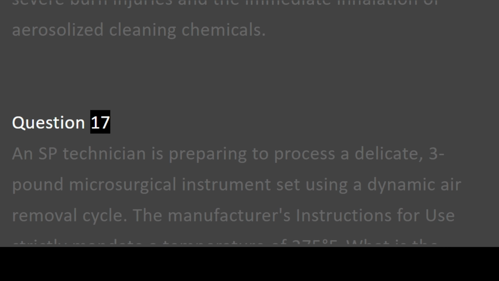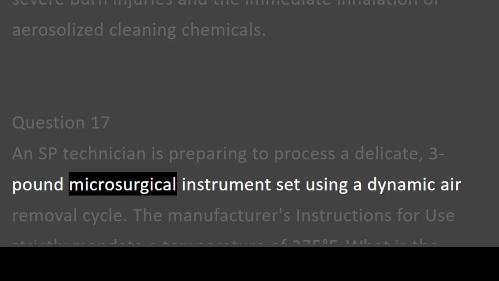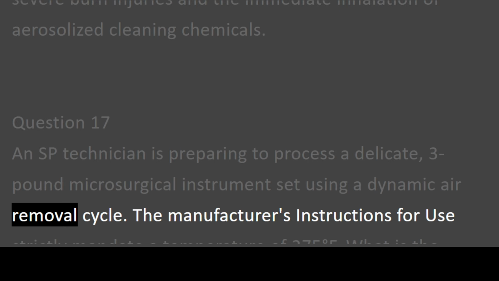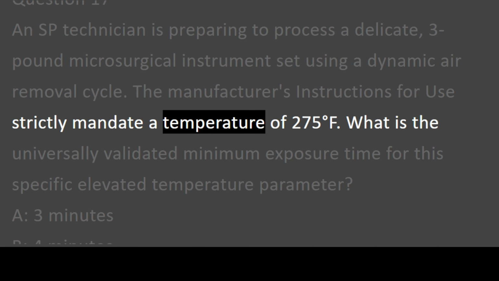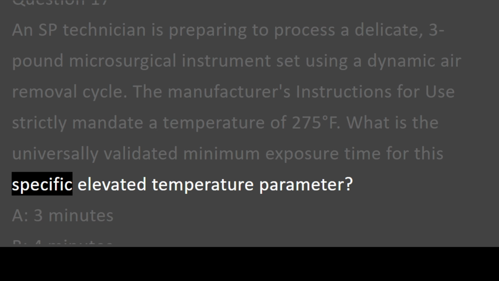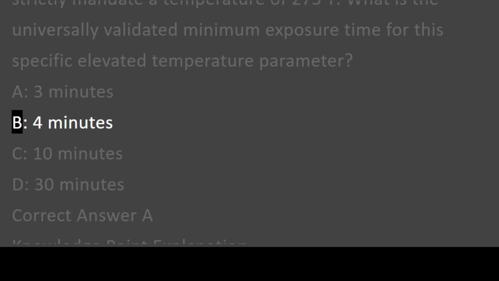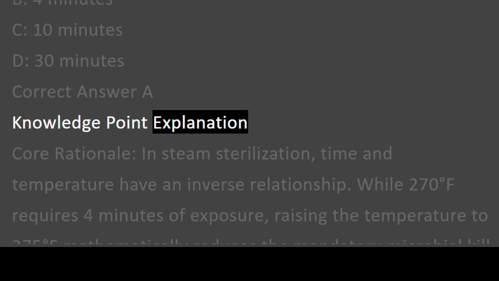Question 17. An SP technician is preparing to process a delicate, 3-pound microsurgical instrument set using a dynamic air removal cycle. The manufacturer's instructions for use strictly mandate a temperature of 275 degrees Fahrenheit. What is the universally validated minimum exposure time for this specific elevated temperature parameter? A. 3 minutes. B. 4 minutes. C. 10 minutes. D. 30 minutes. Correct answer A. Knowledge point explanation.